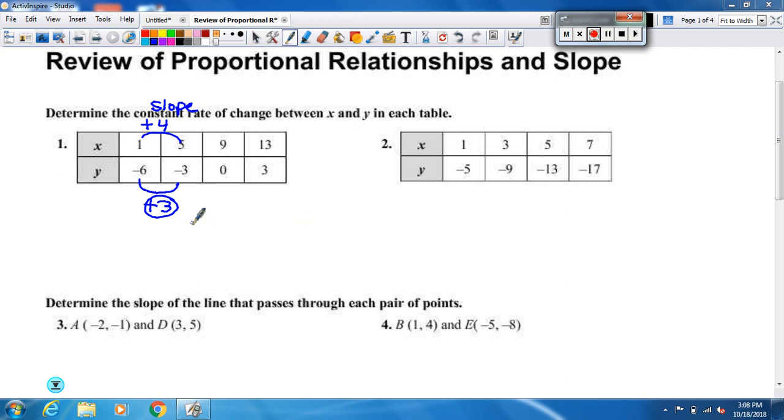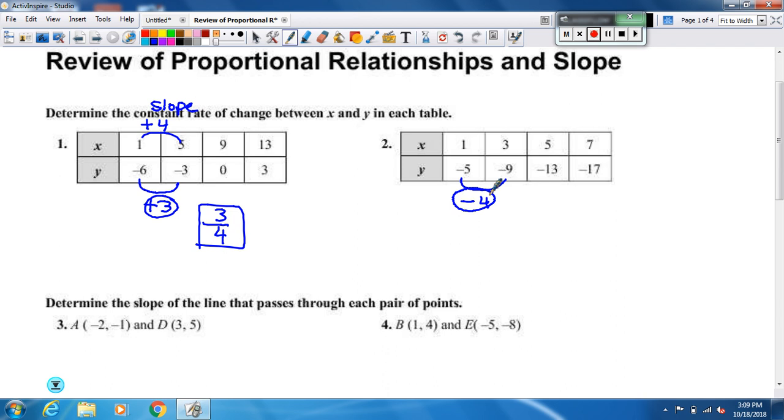And because each one of these x values are adding 4, and each one of these y values are adding 3, your constant rate of change is 3 over 4. Okay, let's check the y values. From -5 to -9 is subtracting 4. And in fact, if you study it, the y values are subtracting 4 each time.